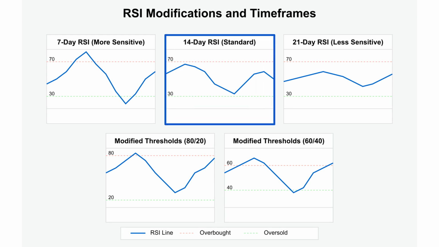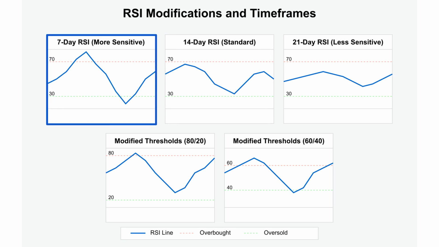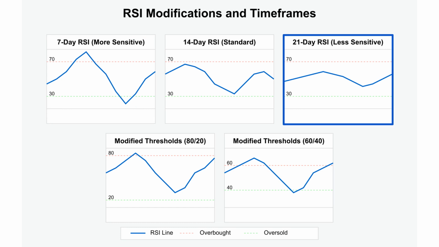The standard 14-period RSI with 70/30 thresholds can be customized to suit different trading styles and time horizons. Adjusting the RSI period or its thresholds allows traders to fine-tune sensitivity and signal accuracy. Shorter time frame, 7-day RSI, increases responsiveness and signal frequency, ideal for short-term traders, but also raises exposure to market noise and false signals. Longer time frame, 21-day RSI, smooths out volatility, highlighting stronger, longer-term momentum shifts, better for position traders.